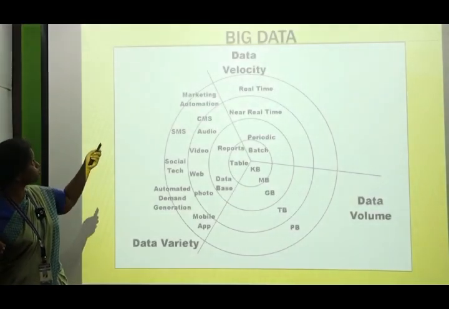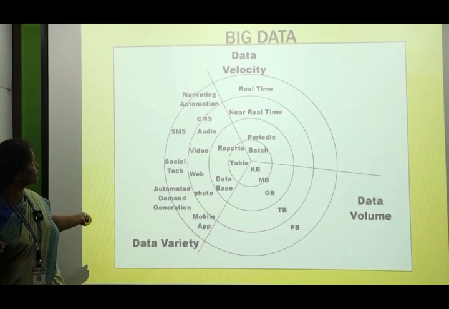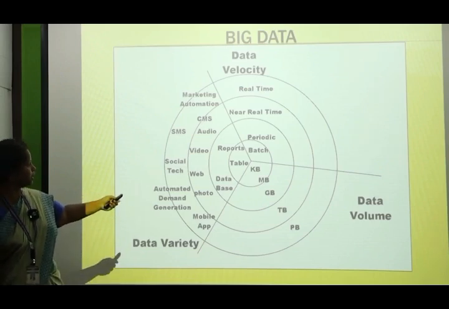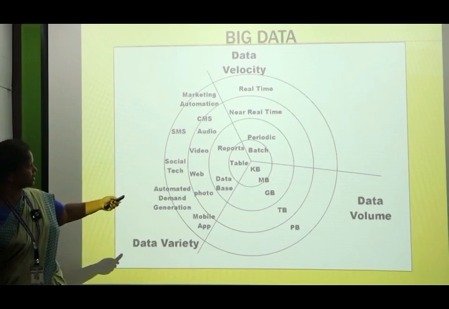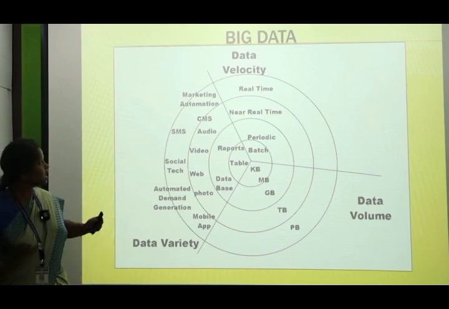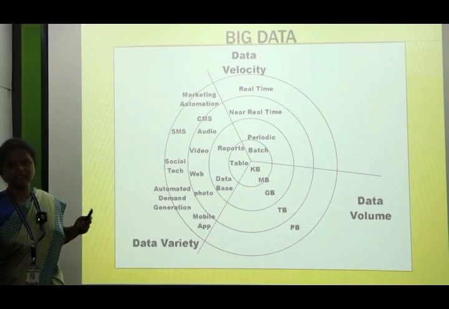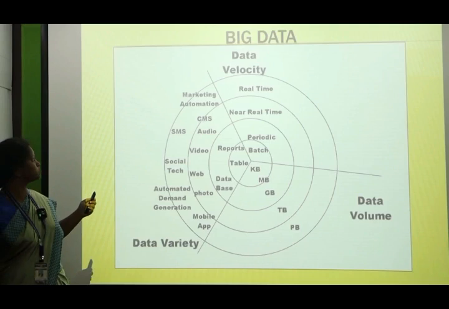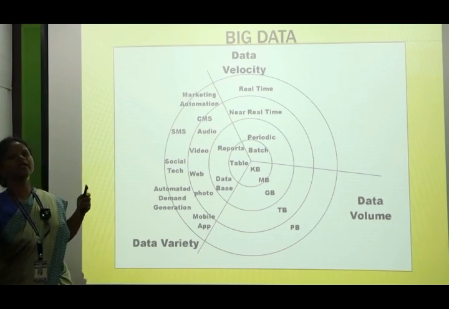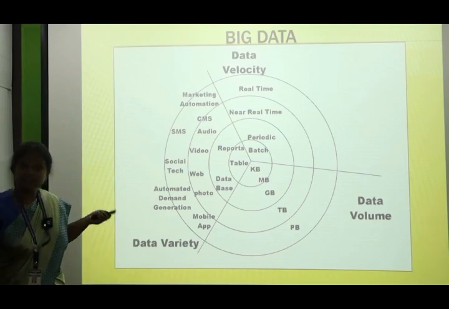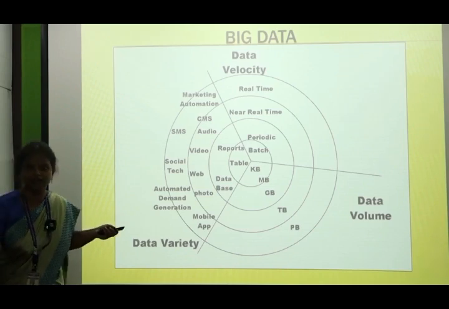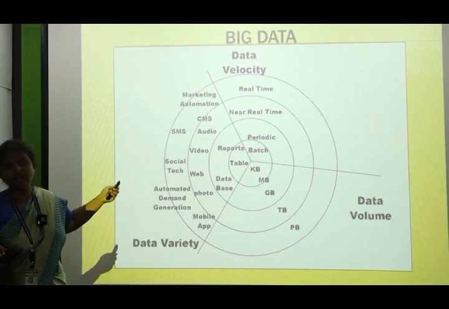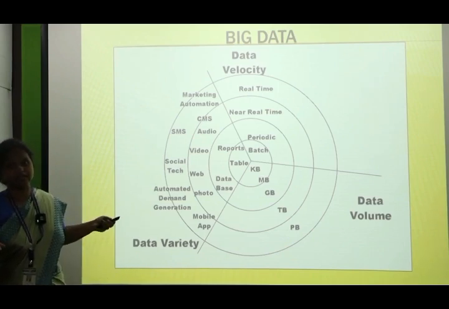Next, I have told you about velocity, volume and variety, right? So volume is your size, as I have told you: kilobyte, megabyte, gigabyte, terabyte and petabyte. Coming to velocity, velocity is your speed, time, that is, periodically it will process, or near real time, or real-time data. For example, climatic changes and satellite communication data, everything coming in, comes under velocity, right?